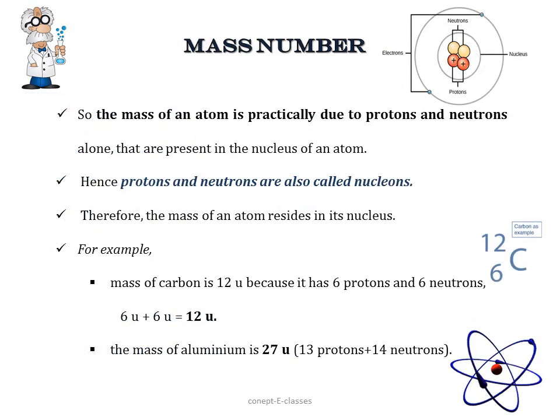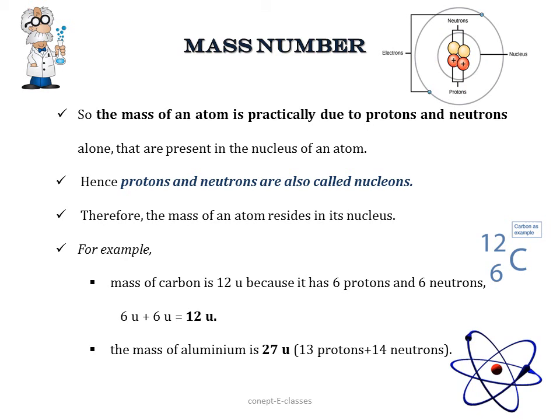Let's see what mass number is. We have already studied that the mass of an atom is practically due to the protons and neutrons alone, which are present in the nucleus of an atom. Hence the protons and neutrons are called nucleons, and the mass of an atom resides inside the nucleus. We already saw in part 1 how Chadwick found out about neutrons.